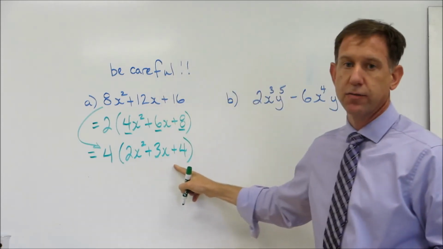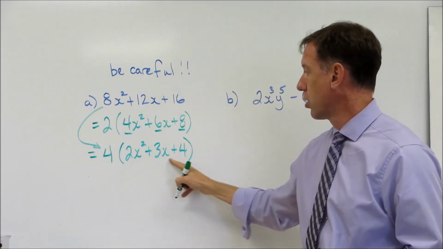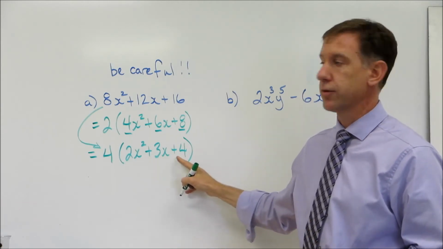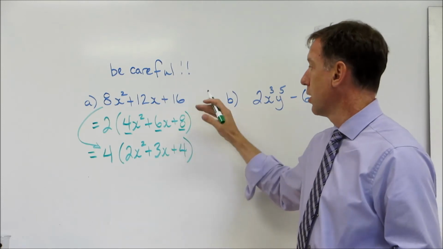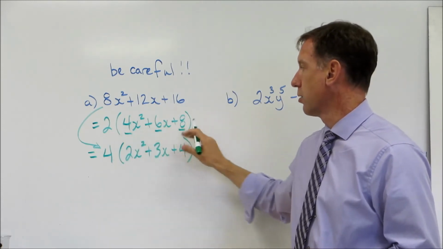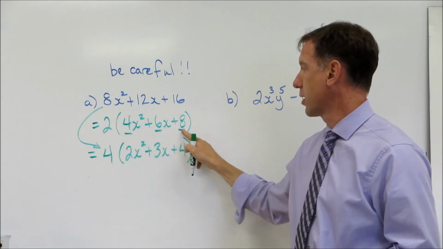And now you can see in this final answer, there are no more common numbers that can be divided out, and of course no common letters either. So that one now is fully factored. So if you make this intermediary step, make sure that you check your bracket here, make sure there's no other common factors that can be taken out.